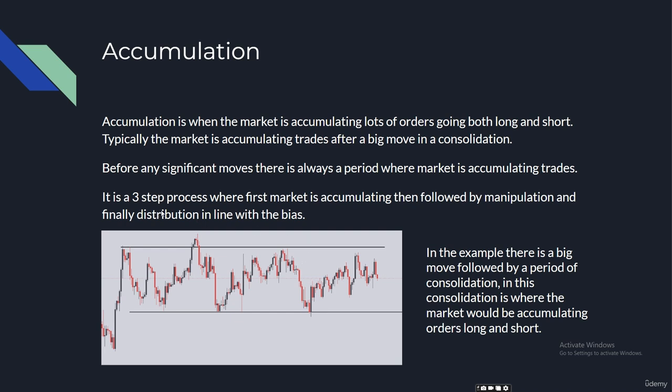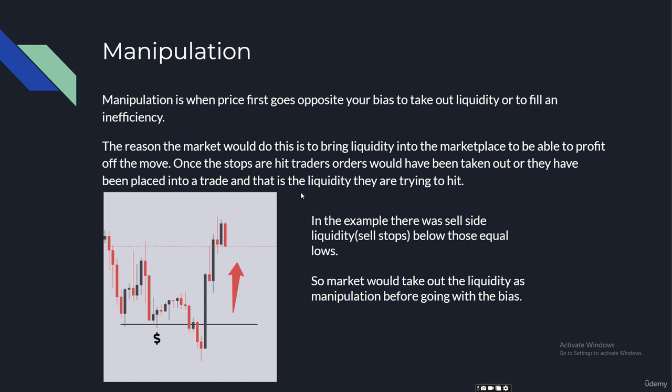As I said before, it's a three-step process: if the market has to accumulate, then there's going to be a form of manipulation, and finally distribution in line with the bias. So let's see what manipulation is. Manipulation is when price first goes opposite your bias to take out liquidity or to fill an inefficiency. The market does this to bring liquidity into the marketplace to be able to profit off of this move.